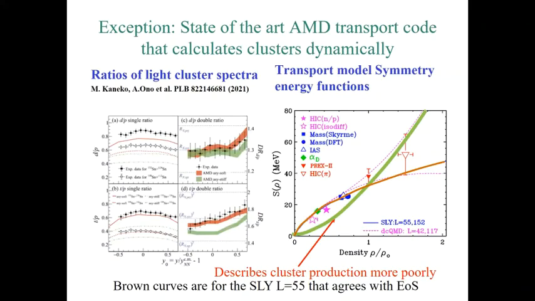Okay, now here's an example of the state-of-the-art transport code. This is a calculation by Akira Ono. The paper is by Kaneko-san. What is shown here is the ratio of the deuteron spectra to the proton spectra. And there are two calculations here with different equations of state. The red one is given by this line here, the symmetry energy of this line.